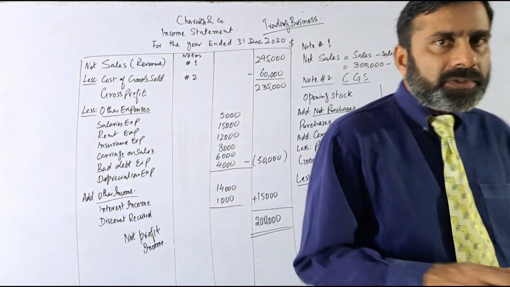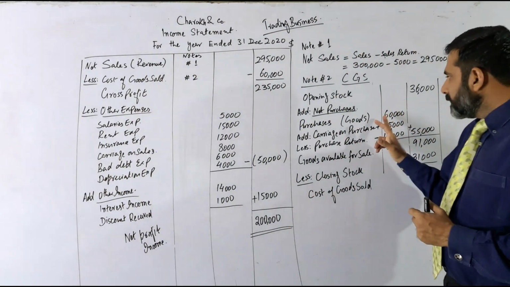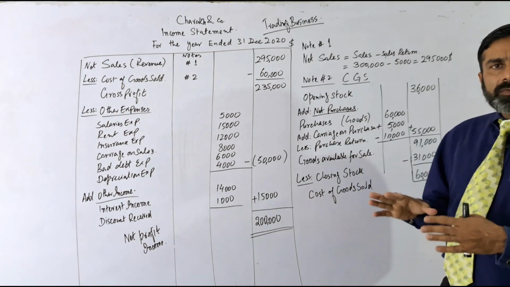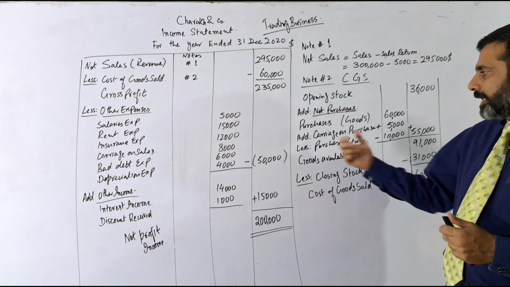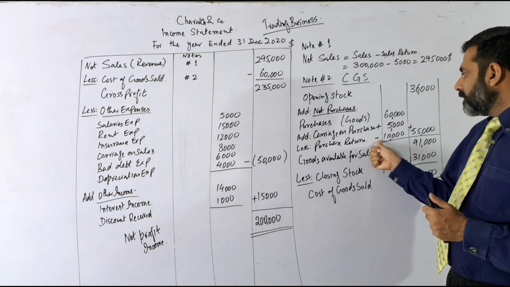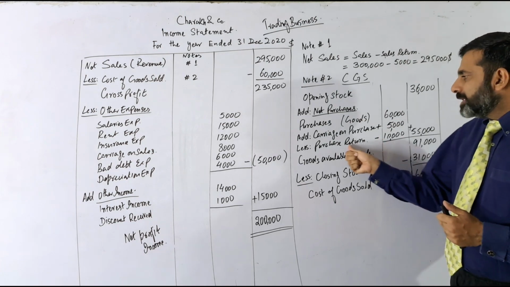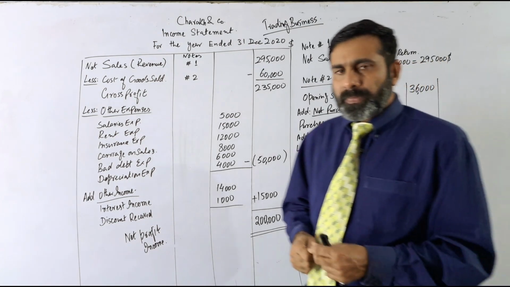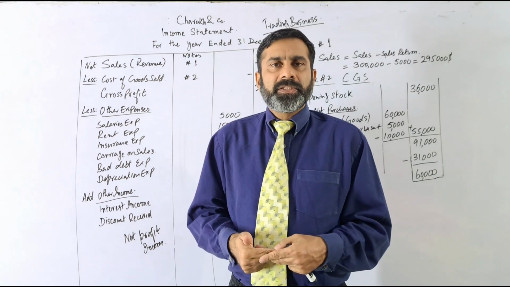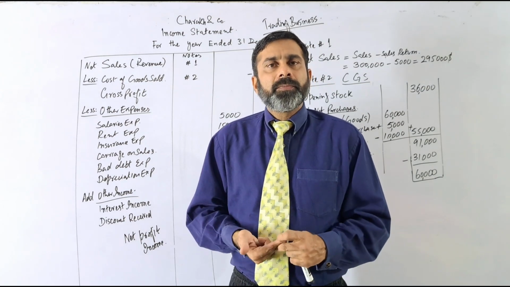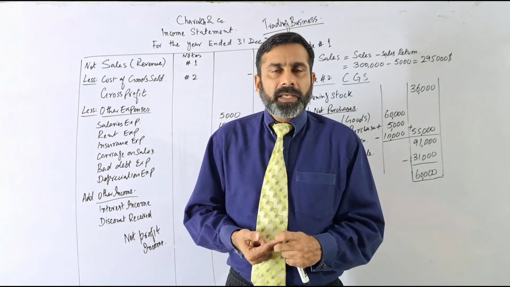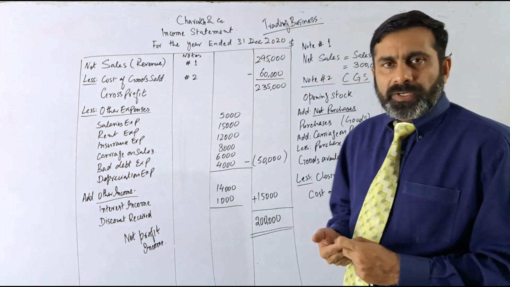So 60,000 stock is what they have purchased, plus 5,000 is the cost on the purchases as carriage, but there is $10,000 value which is returned. Just like a sale return, we have a purchase return. It means if there is some fault, a quality issue, or any other reason, what will happen?